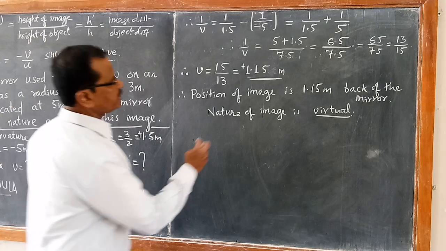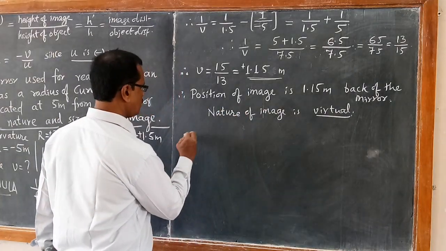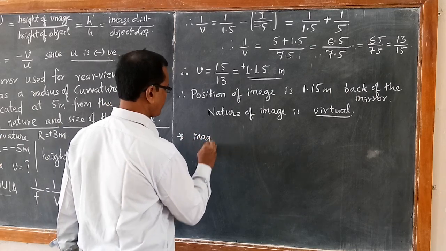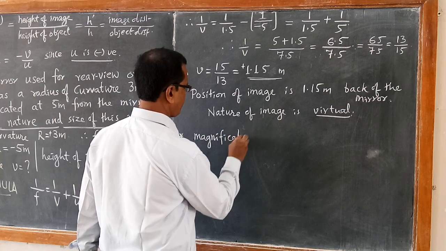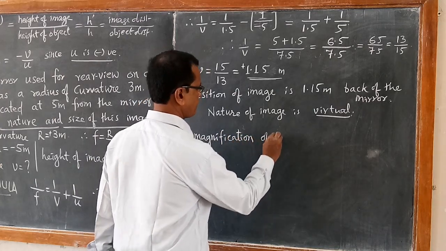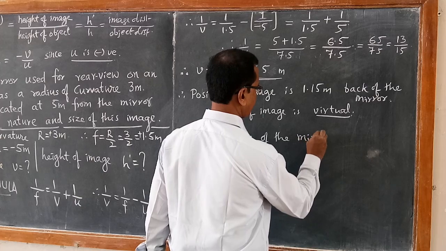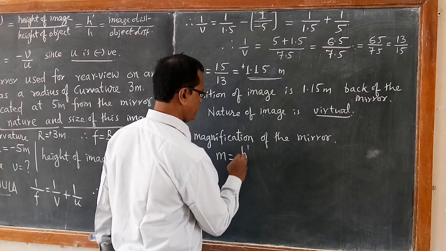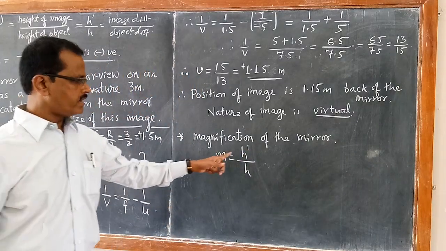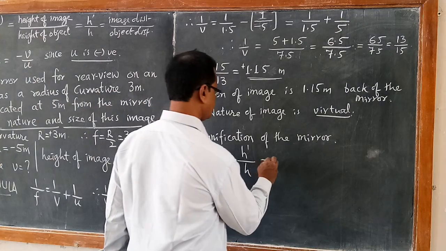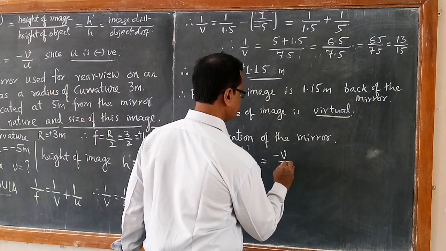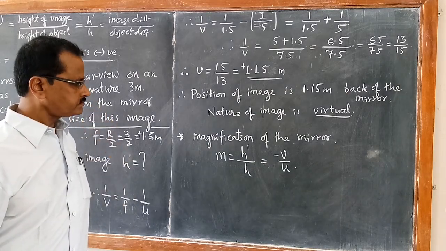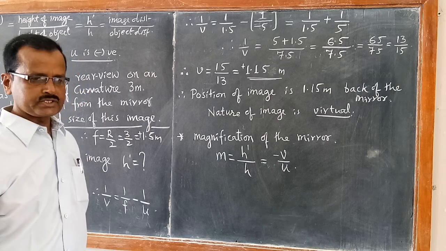Okay. We got object distance as well as image distance. Now we can define magnification. M is equal to h dash by h, height of the image by height of the object, is equal to minus v by u. Now you see, the question is to calculate h dash.